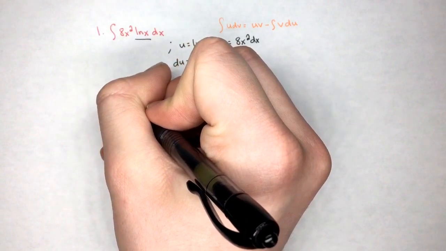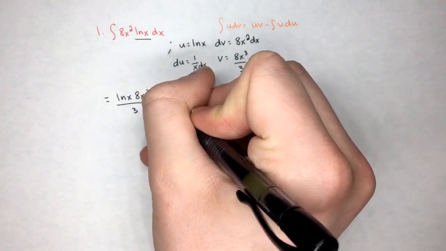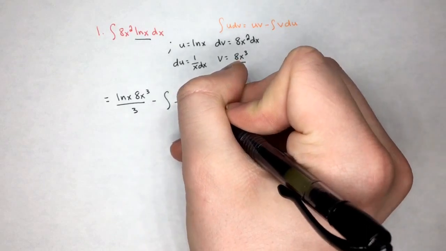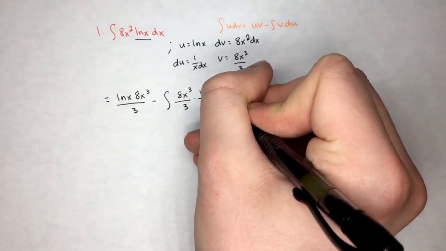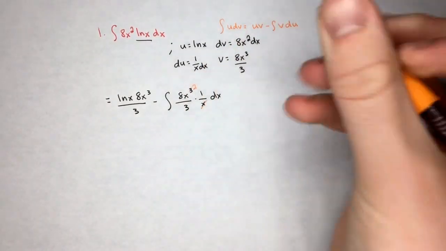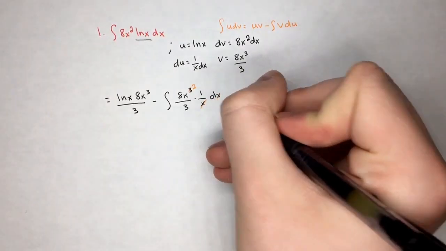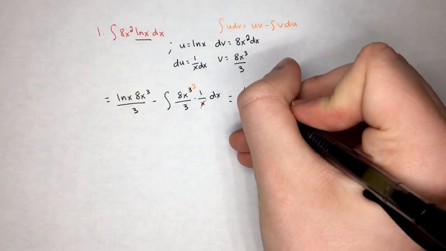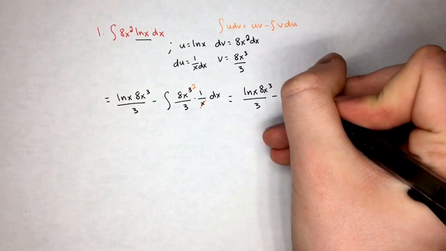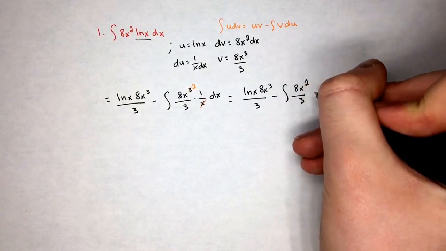So now what we'll do is we'll go ahead and just plug it into the equation that we already have. So it becomes the ln of x times 8x cubed over 3 minus the integral of 8x cubed over 3 times 1 over x dx. Now as you can see, the x's cancel out and we are left with an x squared on top, giving us the natural log of x times 8x cubed over 3 minus the integral of 8x squared over 3 dx.